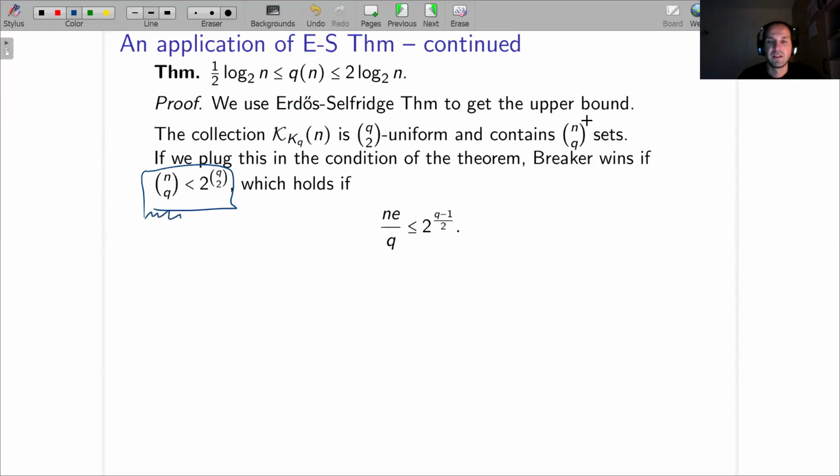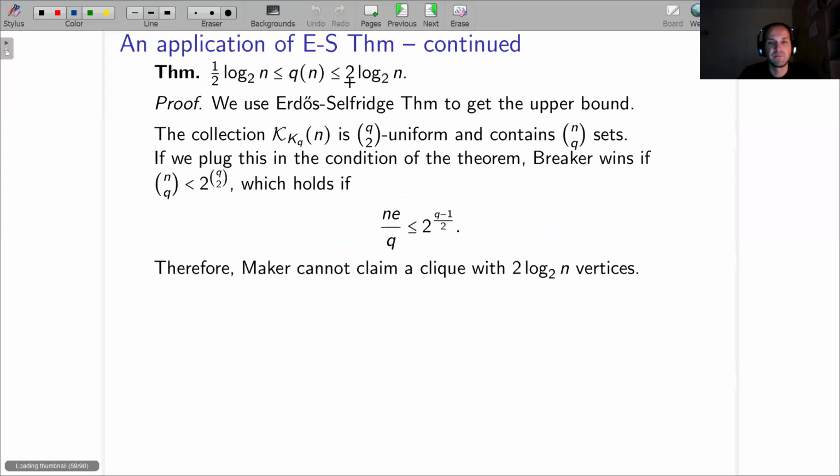This is the cardinality of F, and this is 2 to the size of the hyperedge. So this was k, the hyperedges are k-uniform in that formula. So this is simply true, it's kind of easy, just playing with the binomial coefficients, a standard calculation. Since this holds, we know that it's Breaker's win, and Breaker prevents Maker from claiming cliques of this size. So that's what I just said. Maker cannot claim a clique with this many vertices.